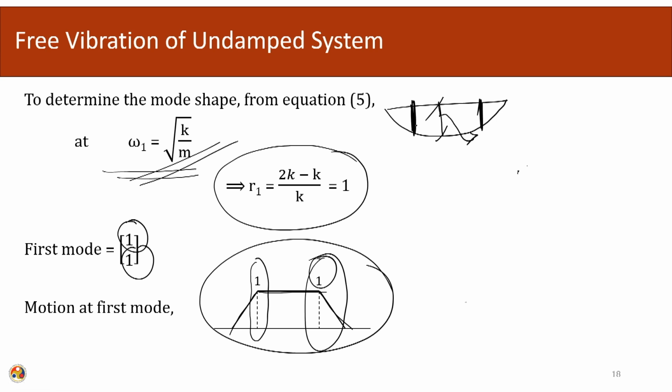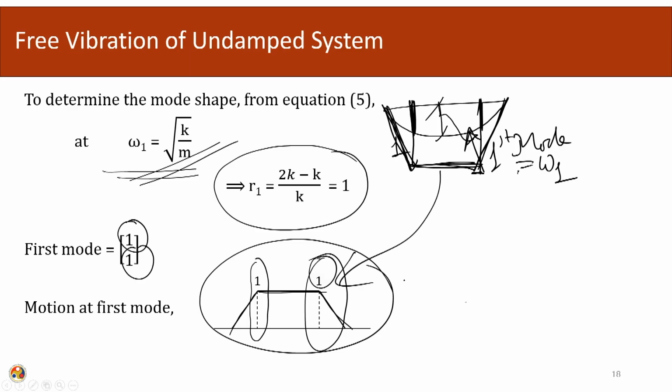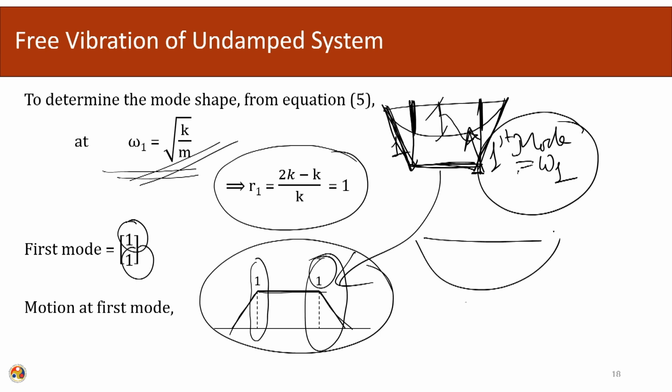If the beam is moving in the first mode, corresponding to a frequency of omega 1, and this moves 1 unit downwards, this will also move 1 unit downward. This is how the shape of the beam will look. Since there is no mass in between, we are just joining these points. In the first mode, the shape normally looks like this.